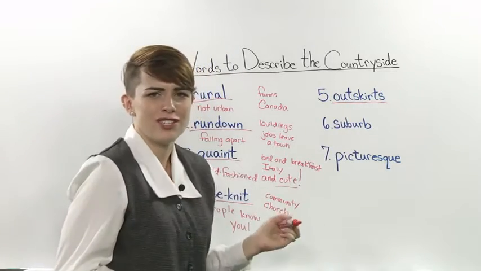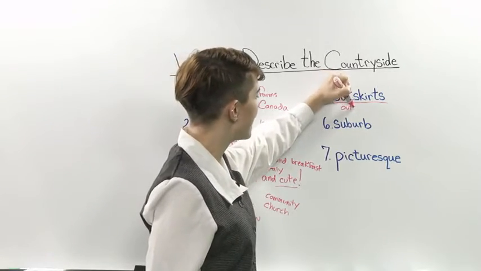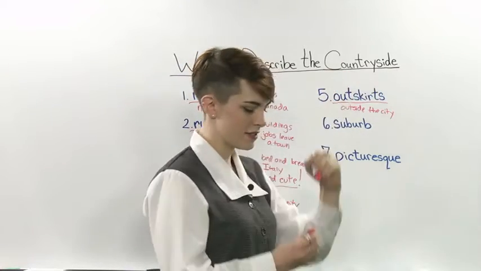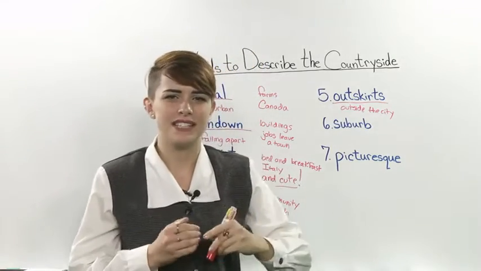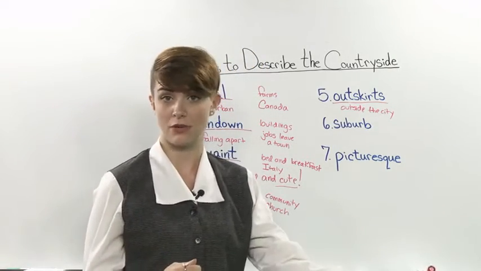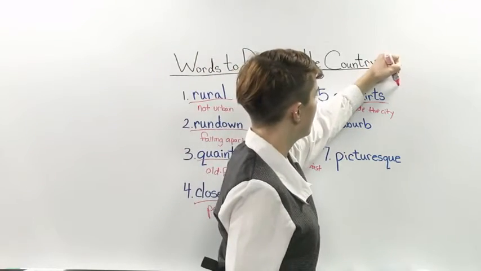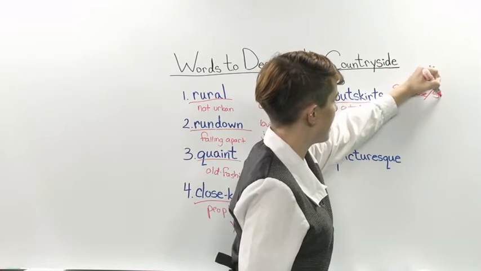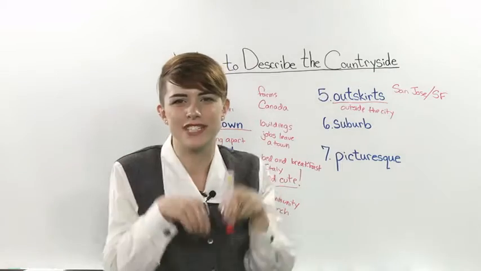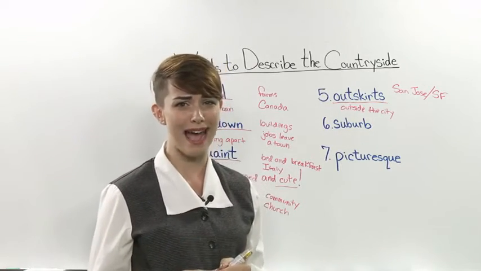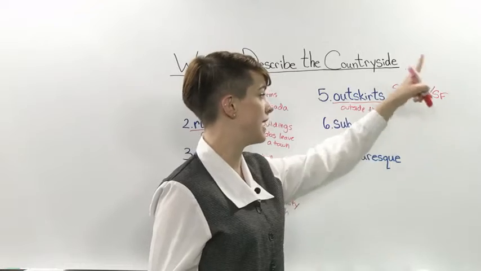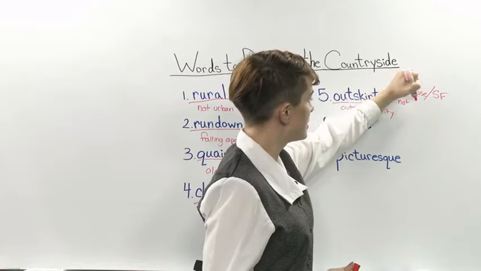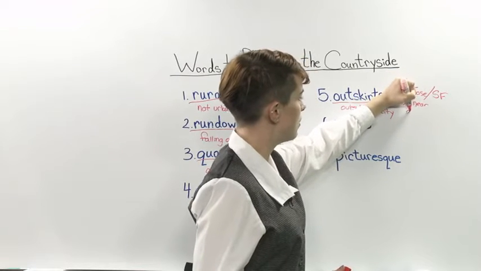The outskirts just means a place is outside the city. Outside the city. So it is not near the downtown. It takes quite a while to get to downtown of a city. For example, San Jose is on the outskirts of San Francisco. It is not near downtown San Francisco. It can take up to an hour in traffic to get from San Jose to downtown San Francisco. So I will also write here, not near downtown.